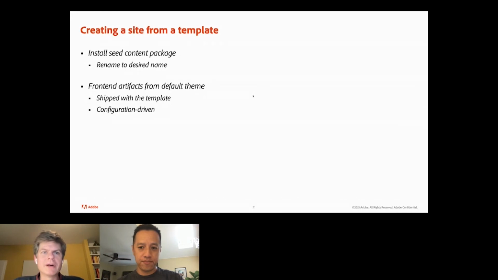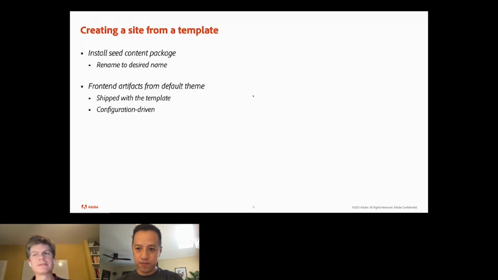So this is the first thing that the site creation wizard will do. It will take that content package that is in the site template and create a site from that content package. And then it will rename that site that has been created to the name you have chosen in the site creation wizard. And actually, if you want to create a site template, it's the opposite process.